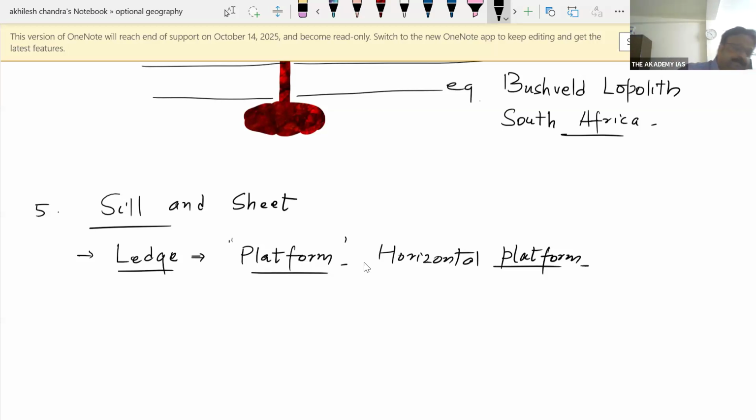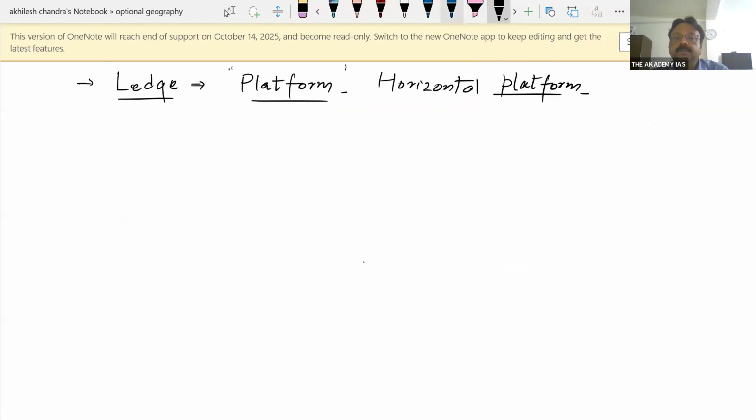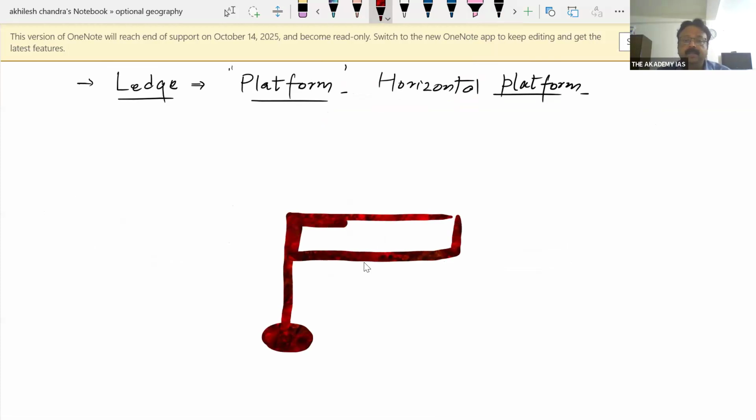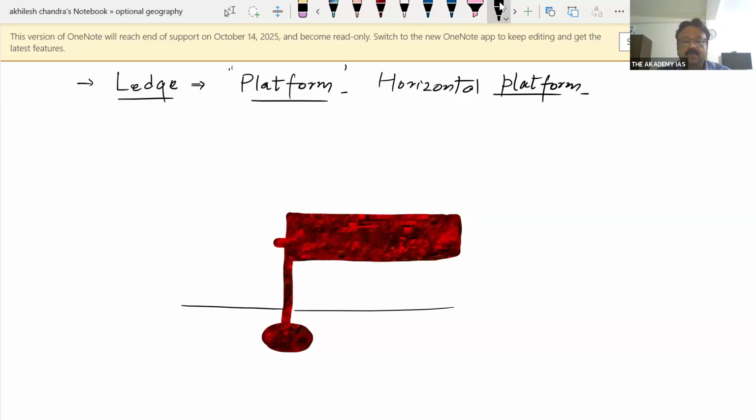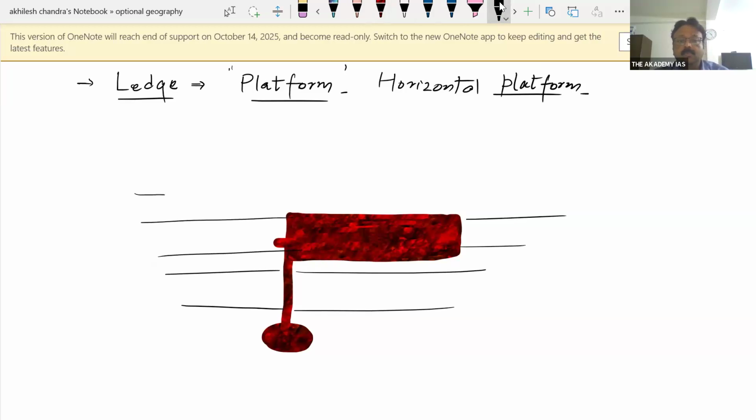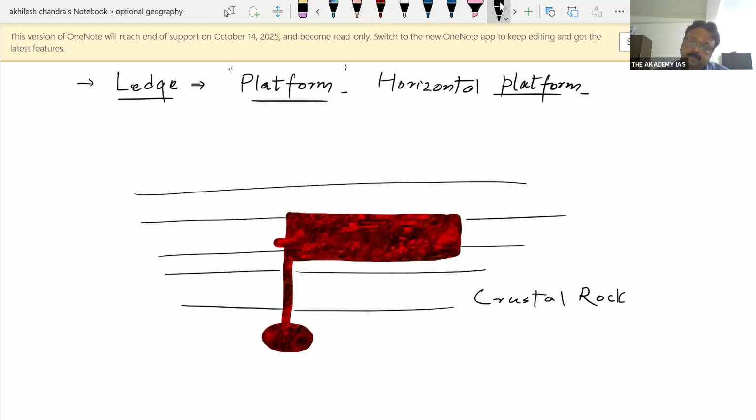So it is nothing but the platform. And what happens when there is a solidification of magma? So obviously there is a magma chamber, and from here magma comes out and it gets solidified in a horizontal manner. It finds a place within the crustal rock and gets solidified like this, a thick horizontal solidification. Horizontal with respect to the crustal rock. These are the crustal rocks.